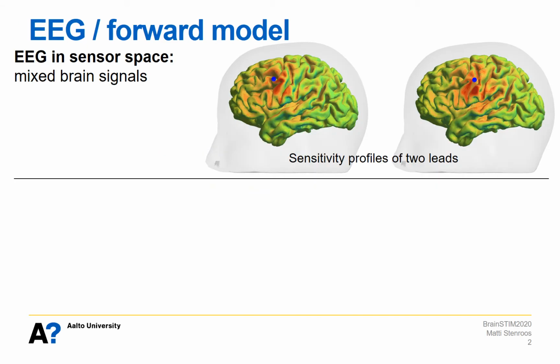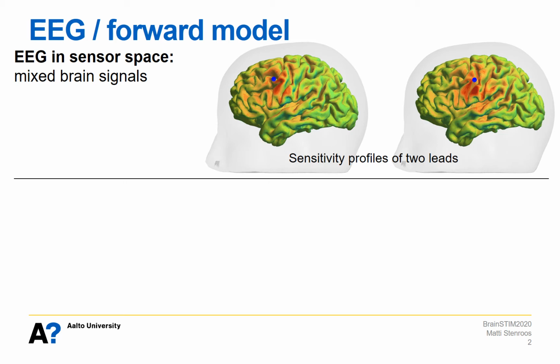Electroencephalography, EEG, measures the bioelectric field generated by the brain. Each EEG lead picks up signal from quite a large region of the brain. This is often called signal mixing. Here you can see how two neighboring electrodes pick brain signals.